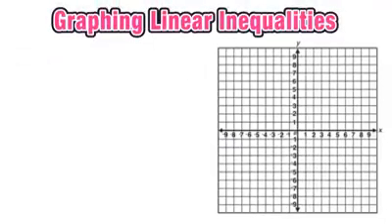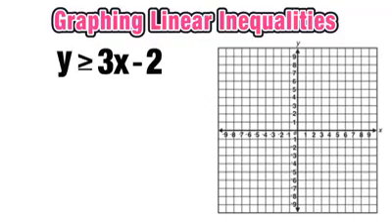So now we are ready to check out our first example, and we'll consider the linear inequality y is greater than or equal to 3x minus 2. We can graph this just like a linear equation by starting at the y-intercept -2 and using the slope to build the line. And since our symbol is greater than or equal to, our line is going to be solid.